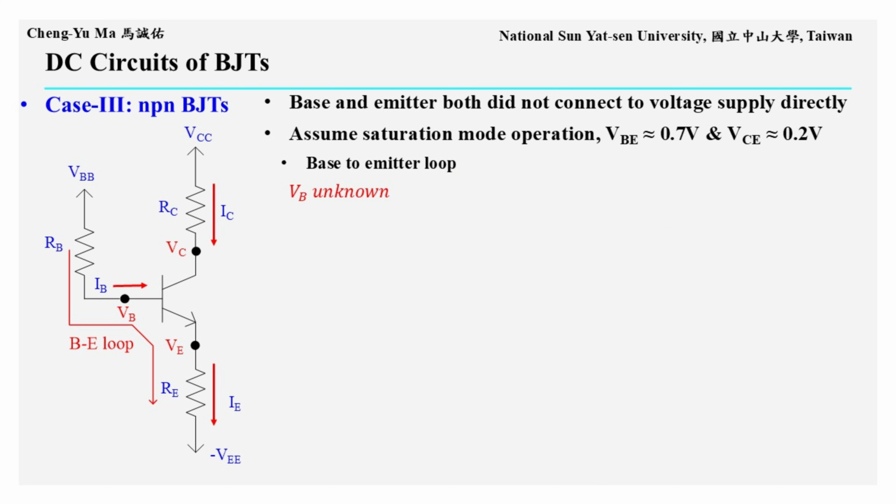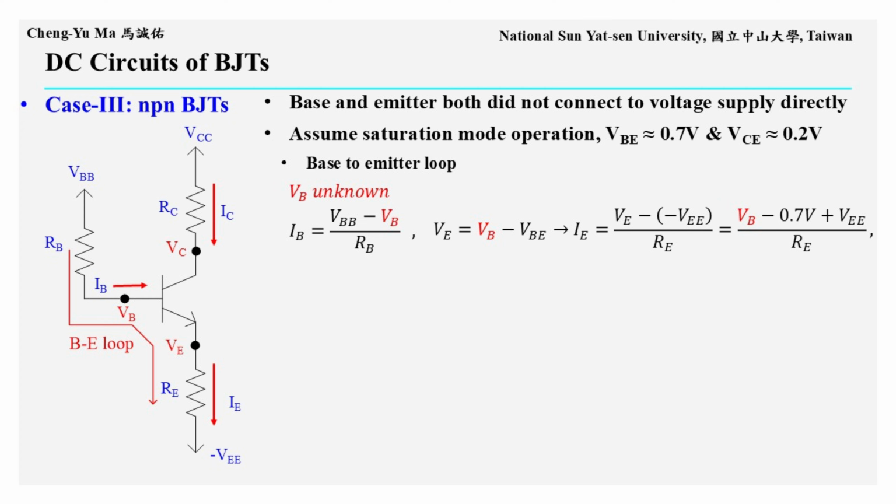Now let us consider the same case 3 NPN circuit in saturation mode. In saturation, VBE is still approximately 0.7 volts, and VCE is approximately 0.2 volts. However, the resistance reflection rule can no longer be used because the fixed active mode current ratio between the three terminal currents no longer holds. We still begin with the base to emitter path, but now we choose the base voltage VB as the unknown variable.